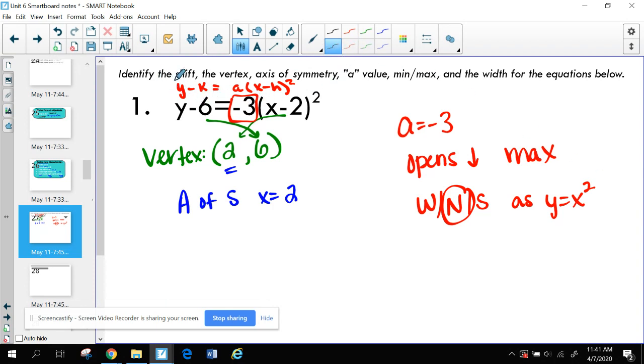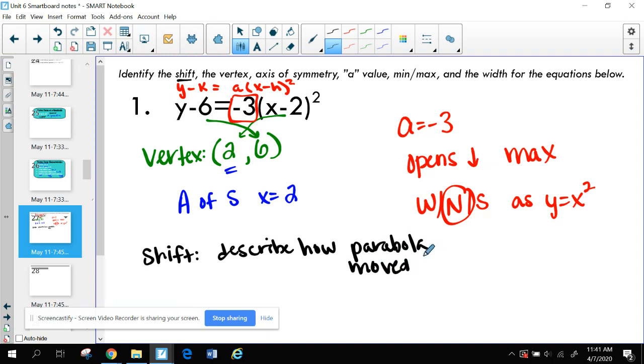The last thing we talk about then is the shift. Okay, so the shift is really just explaining, right? You're just describing how you moved from 0, 0.